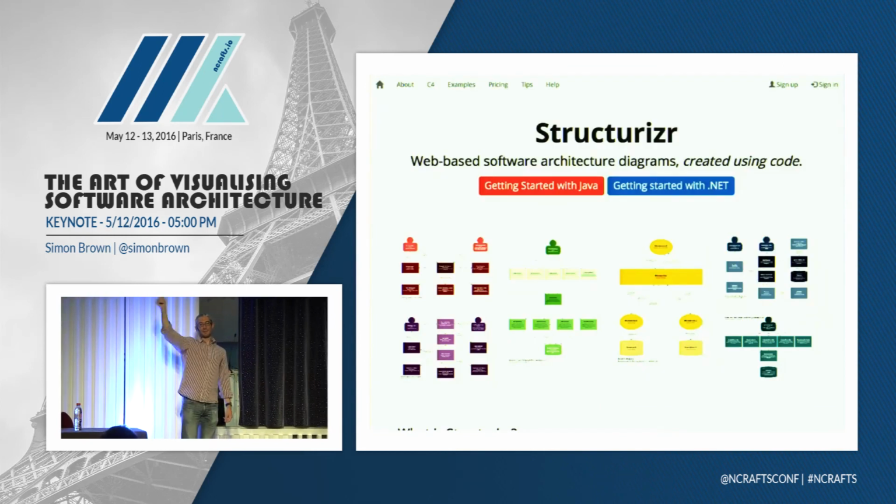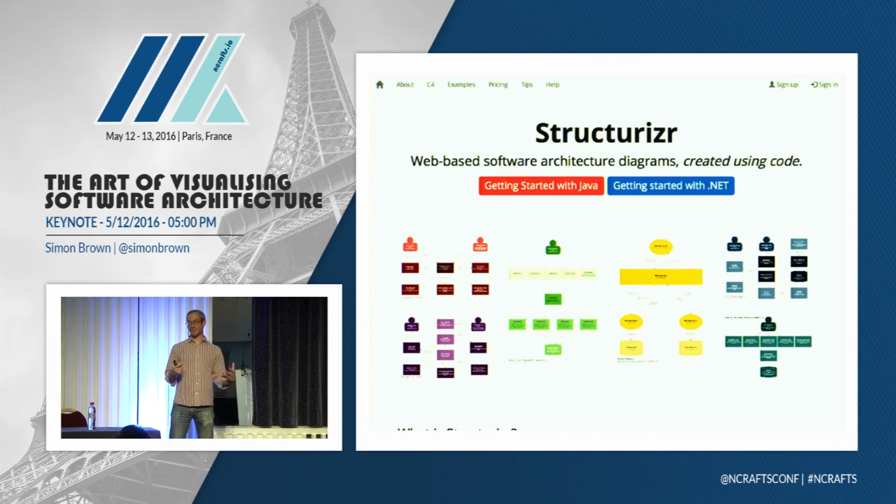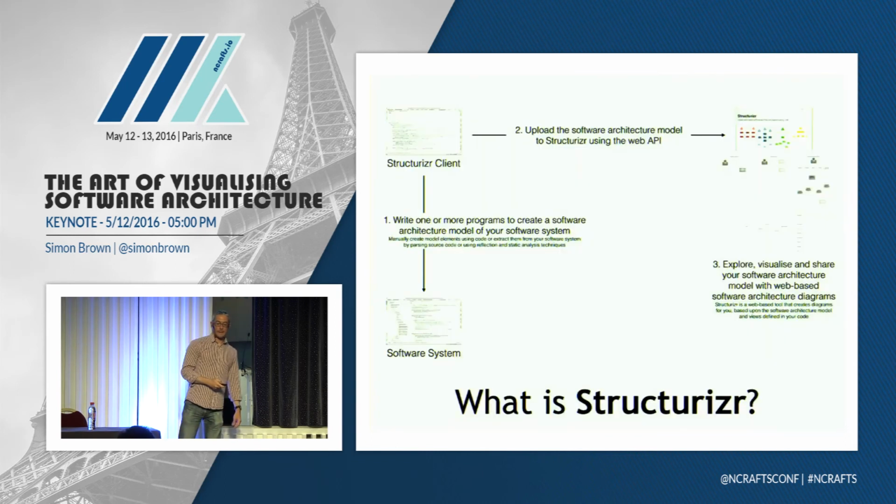Right, vendor alert. So with my vendor alert hat on, I created a startup at the end of last year called Structurizr, and it's a set of web-based tooling to draw pictures based upon these models. Essentially what you do is you write a little program that describes your software system, hopefully by extracting information out using static analysis and reflection techniques. You throw that up as a JSON document via a web API, and you draw some pictures.